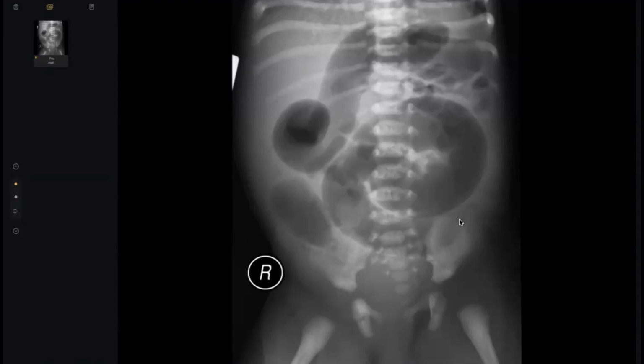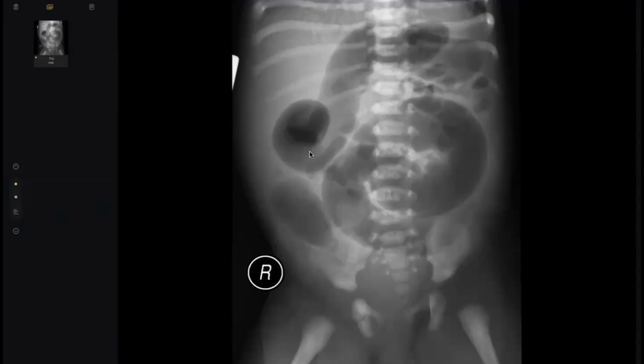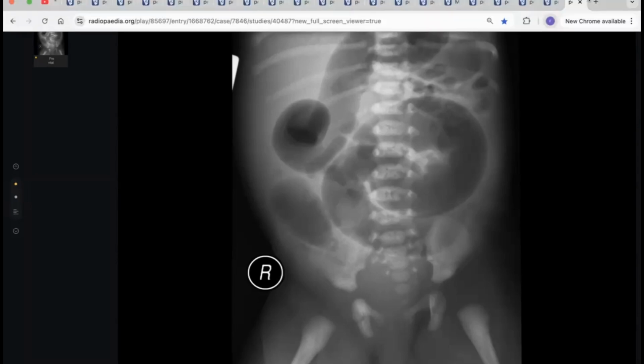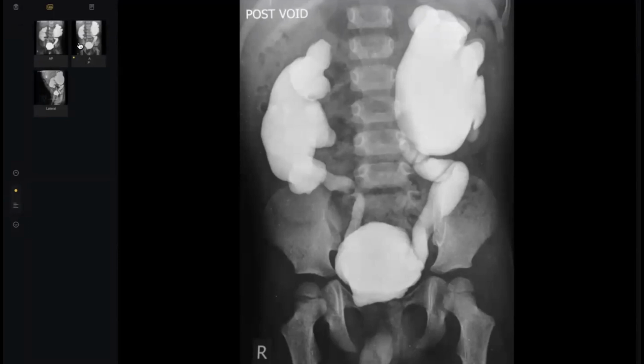So when you are talking about lower GI, give a full differential. Why? Because really in neonates you will be surprised after the contrast. I had one case like this, and it was very clearly Hirschsprung from the X-ray, but after contrast it was another pathology. Okay, thank you, doctor, so much. Next candidate. Thank you. Hi.